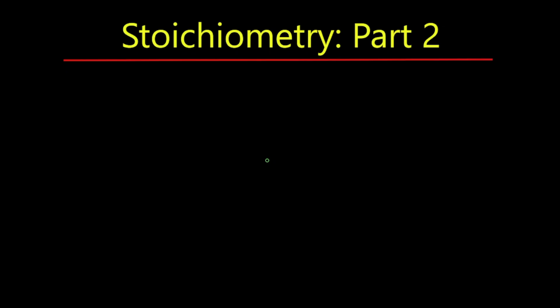The final concept I would like to introduce in this video is mole-mole stoichiometry. Yes, we are finally into actual stoichiometry. Let's say we have the following equation. N2 plus H2 yields NH3. The first thing you might notice is that this equation is not balanced.